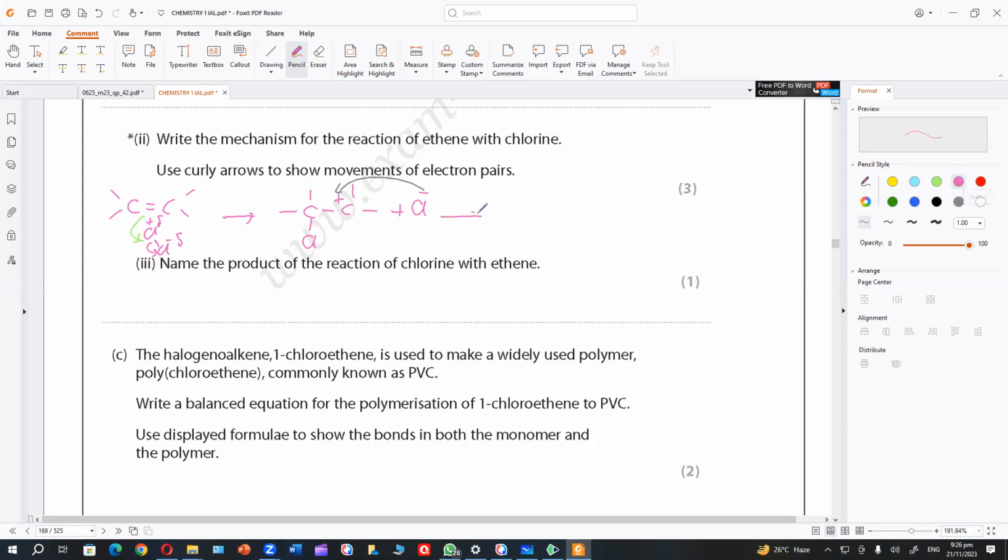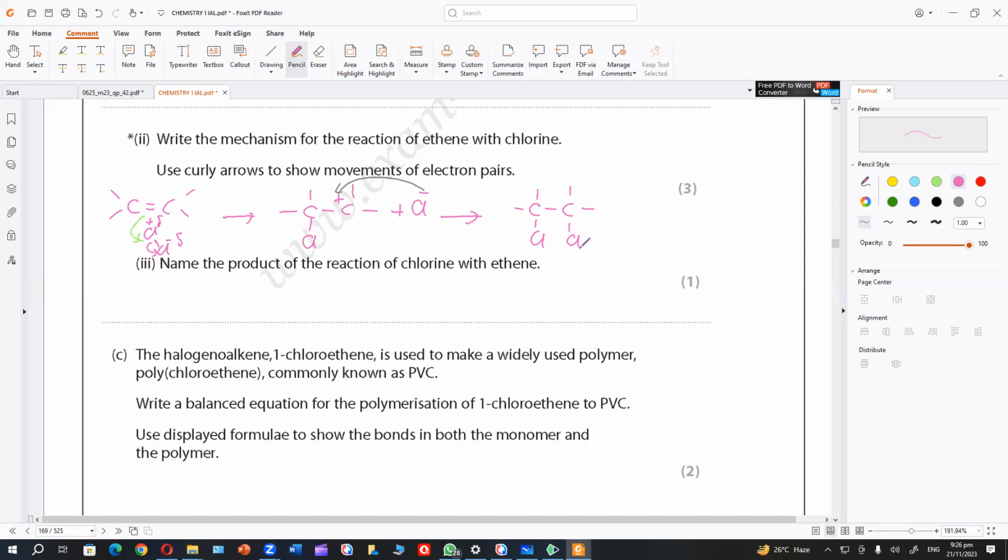Hopefully you're writing with me for a revision. Yeah, I've written already. Showing all the steps, the curly arrows especially, of the reaction of chlorine with ethene, with the carbocation. Okay. And the final product would be chloroethane, no?